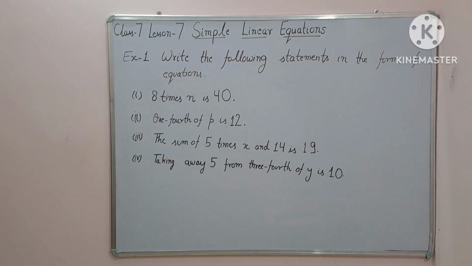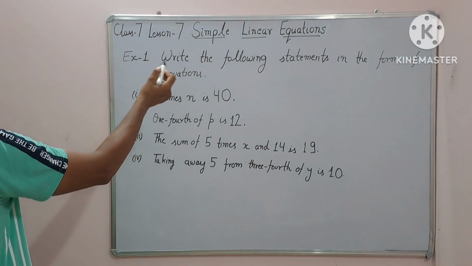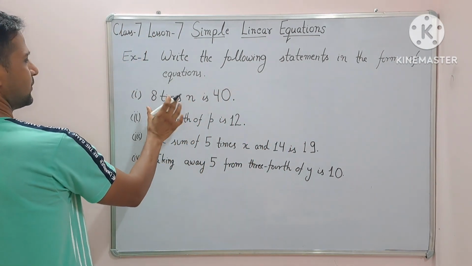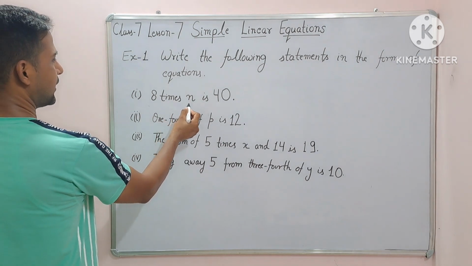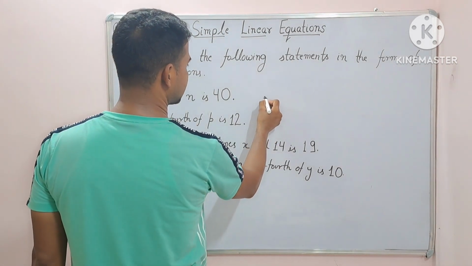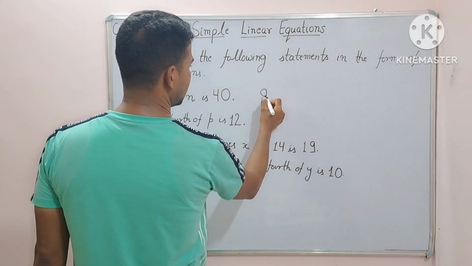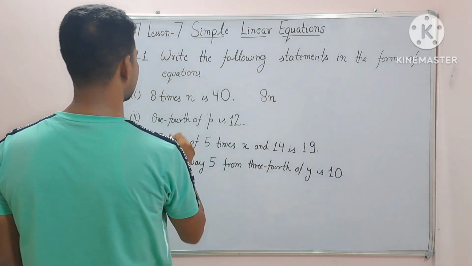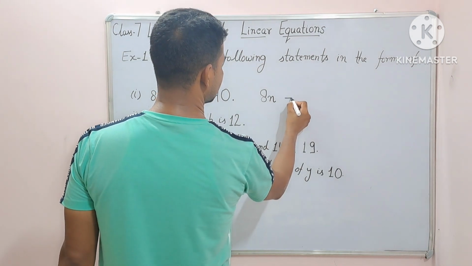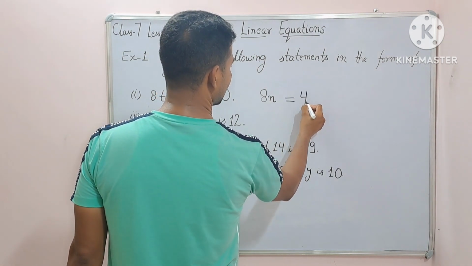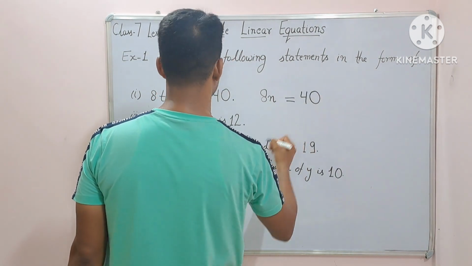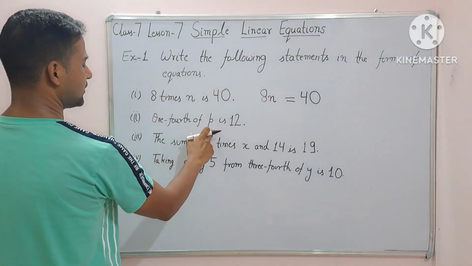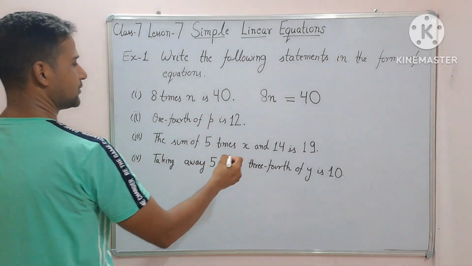Now look at this example number 1. Write the following statements in the form of equation. First statement is 8 times n. Times means multiplication. 8 times n is equal to 40. Simple.